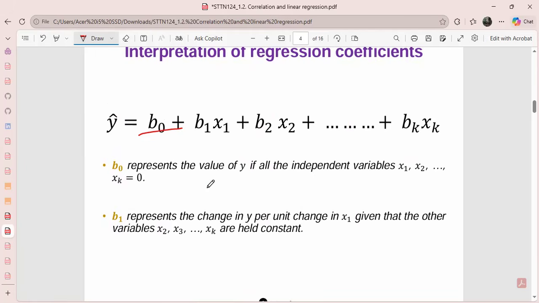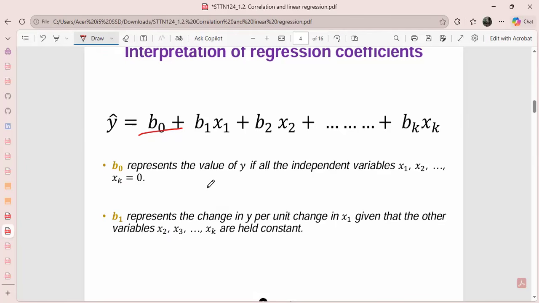Now, when it comes to interpreting the value of B0, remember what I said: B0 is the intercept. I'm going to show you how to get that value of B0. To interpret it, we say it represents the value of Y where all those independent variables, like x1, x2, up until xk, are zero. Remember, we can deal with more than one independent variable. It can be 3, 4, 5, even 6 variables. So that's the value of B0. It represents the value of Y.